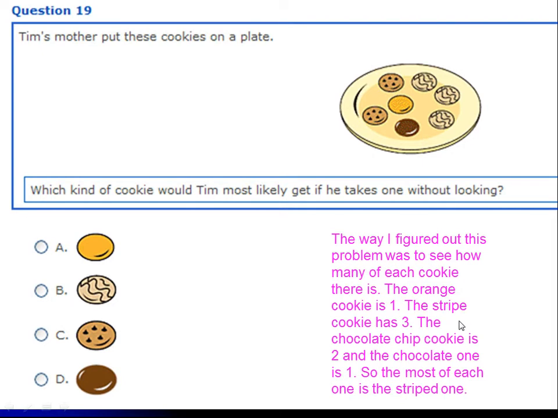The way I figured out this problem was to see how many of each cookie there is. The orange cookie is 1, the striped cookie has 3, the chocolate chip cookie is 2, and the chocolate one is 1. So most of each one is striped ones. You have to read the question. So, which kind of cookie would Tim most likely take without looking? The striped one, right? It's here, 3. Yeah. There we go, which is B.